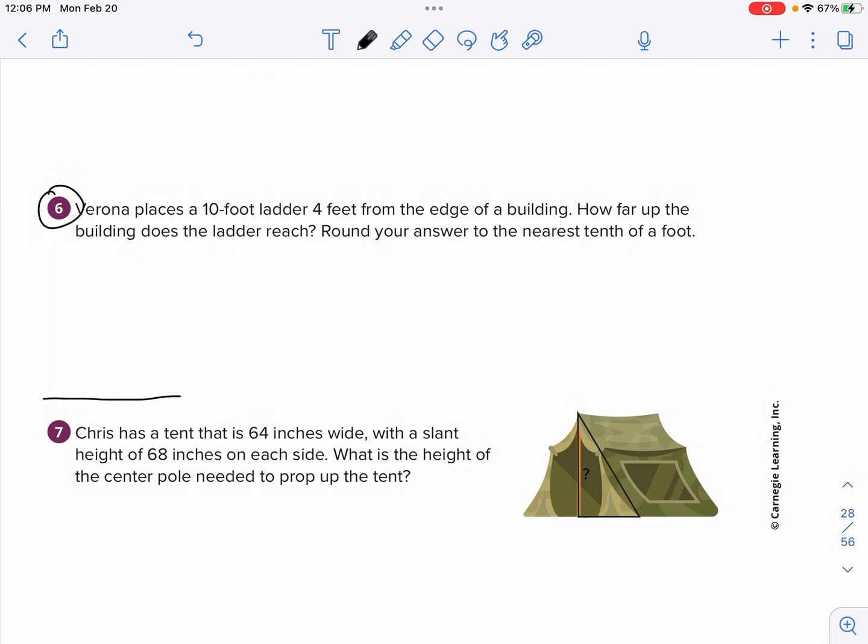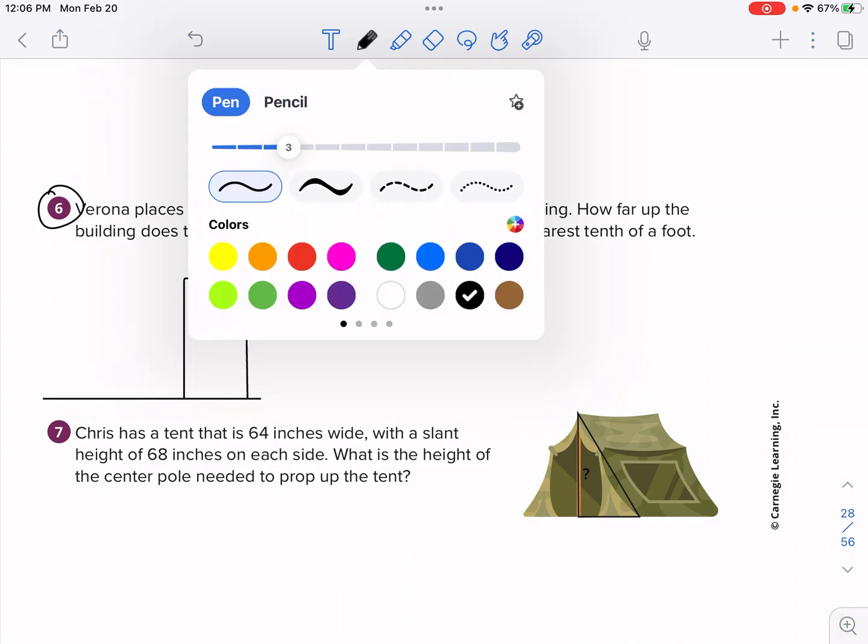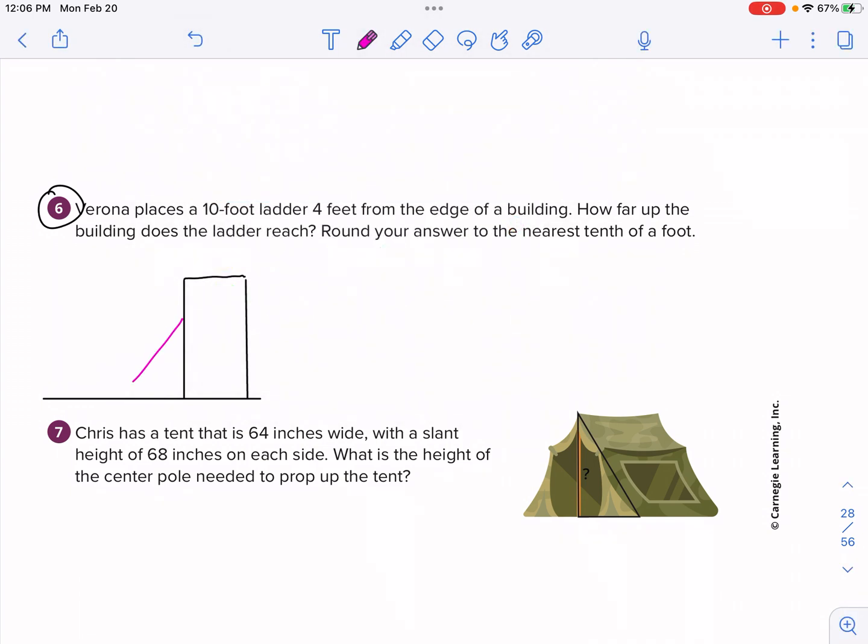So I'm gonna draw the ground. I'm gonna draw this building. Okay. And we have some type of ladder here that's leaning up against that building. All right, let's put some numbers from here.